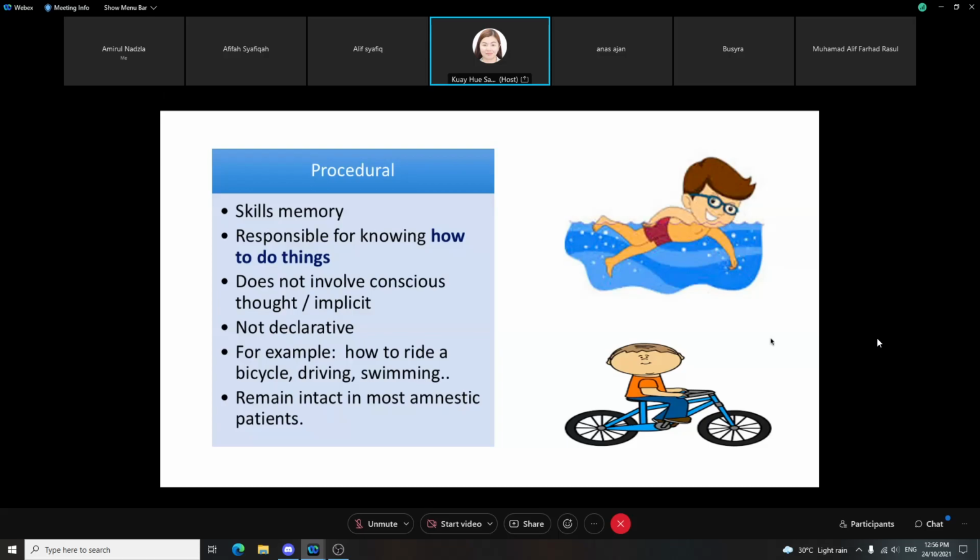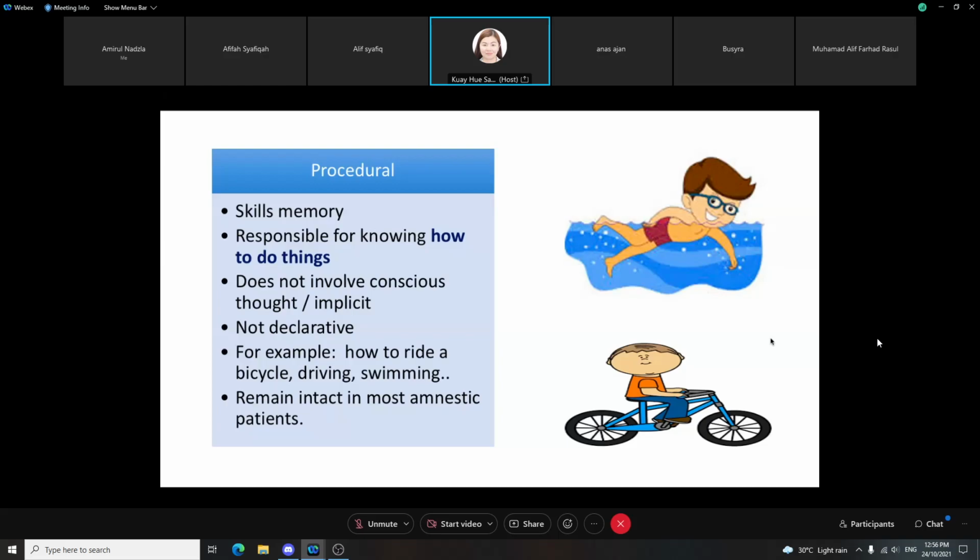So this is a skills memory, responsible for you knowing how to do things, like how to operate a can opener, how to use the BP, maybe blood pressure check, how to use a stethoscope, and how to test a patient for reflexes, things like that. It does not involve conscious thought. It is implicit. You already know how to do it. Those are procedural memory. They are not declarative. For example, things like cycling, swimming, and also driving.